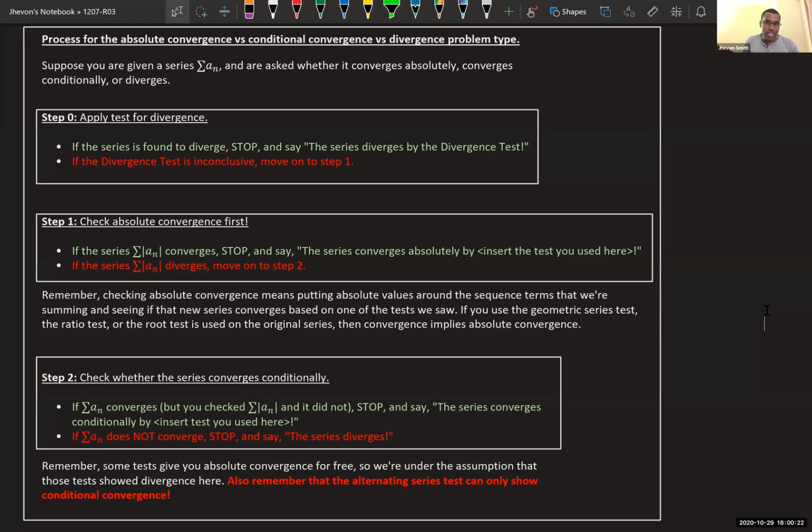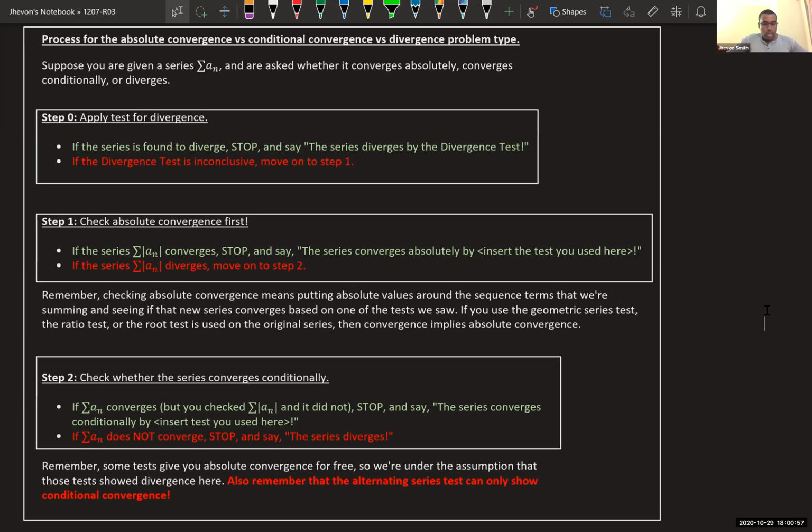And if it converges at this point, then you stop. Your conclusion would be the series converges absolutely by whatever test you use, right? So you can throw absolute values around it, and then you decide, hey, let me hit it with the integral test and see what it says. And the integral test would tell you that, okay, with absolute values, it's going to converge. Then your conclusion would be the series converges absolutely by the integral test. You can just let them know that you used the integral test to check it, okay? And so that is how you go about that, right?